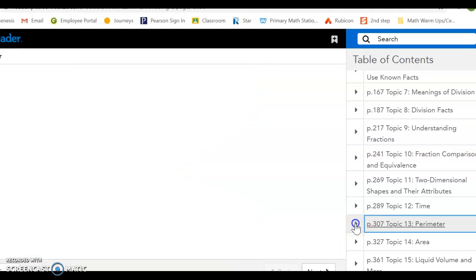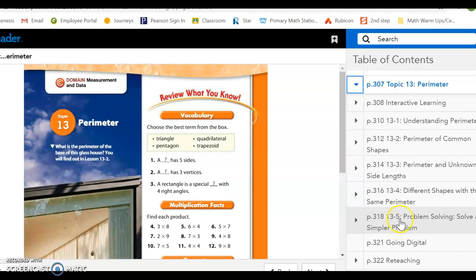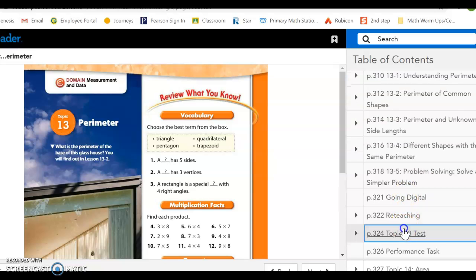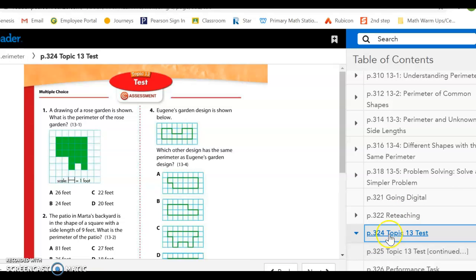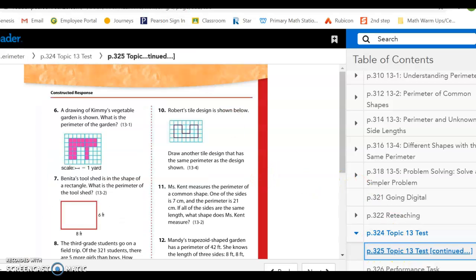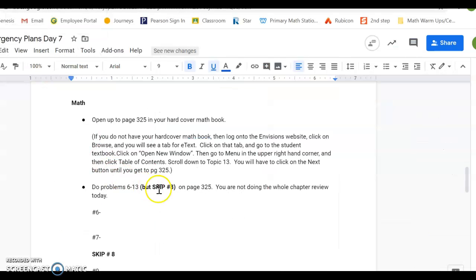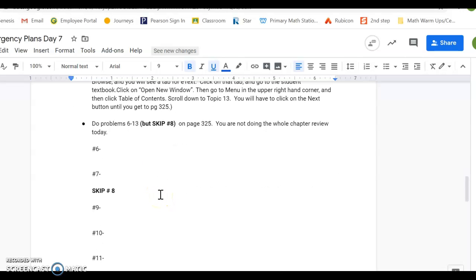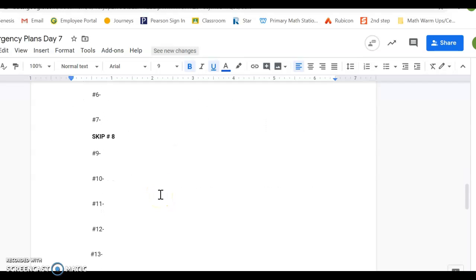We're in topic 13. And we can either use the next button to keep scrolling over, or we can use the table of contents to get as close as we can. So today we're working on page 325, and you're doing problems 6 through 13, but we're skipping number 8. So you've done part of the review yesterday, and you're doing more of the review today.